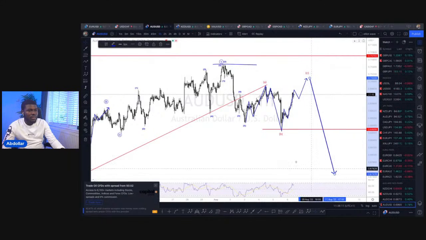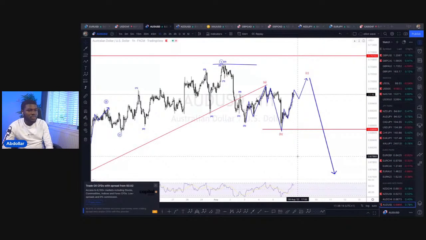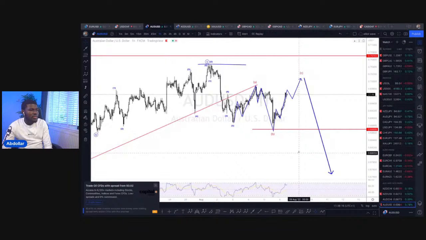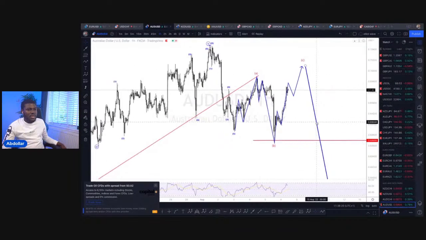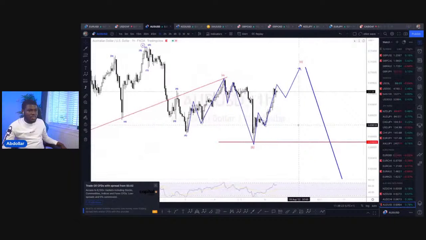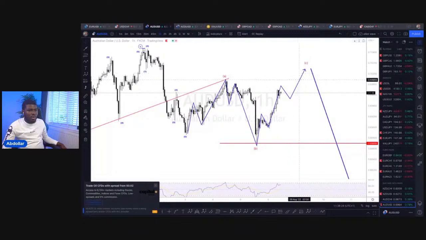So that fall might be in the form of an impulse or a correction. So that is that about Australian dollar. So that is an impulse to the upside. Let's anticipate more push to the upside, because this is wave 1, this is wave 2, this is wave 3.